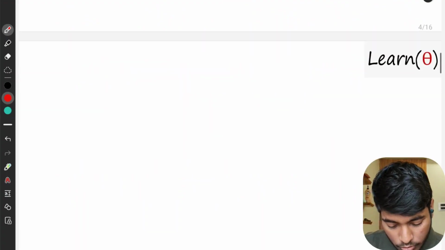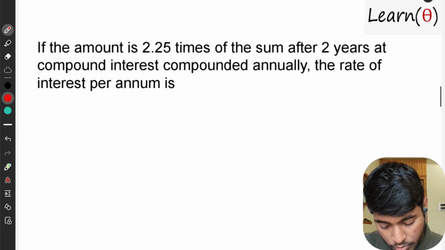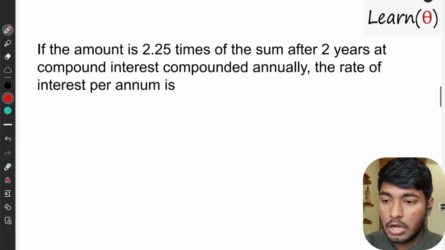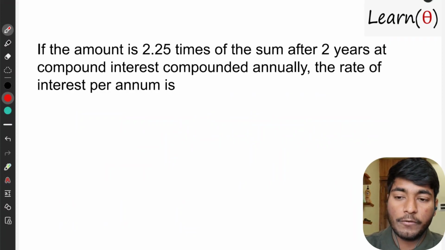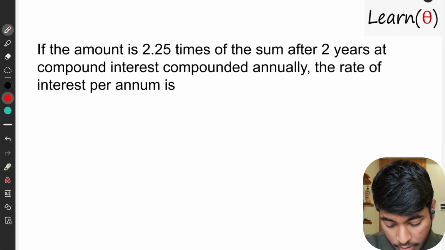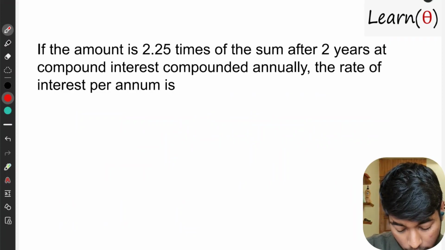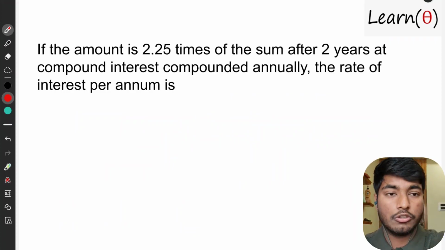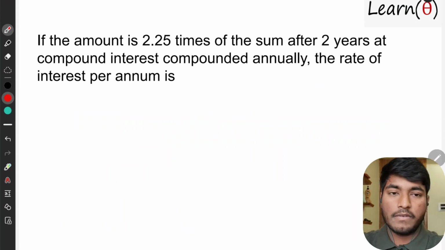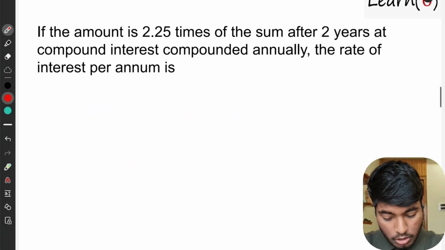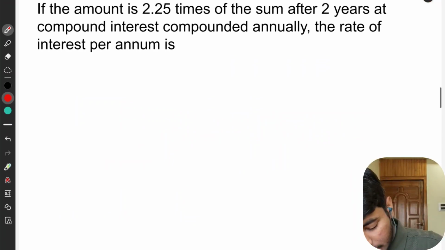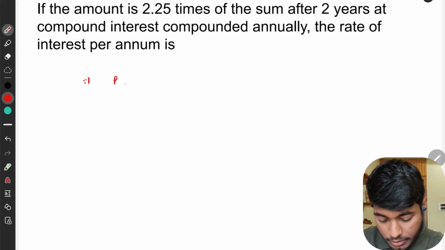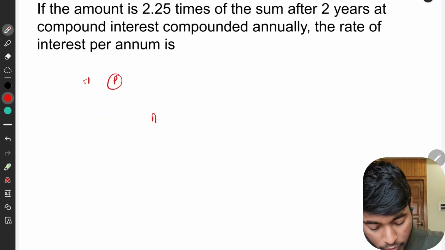Perfect. So let's begin with some questions. The question says that if the amount is 2.25 times of the sum after 2 years, compounded annually, then the rate of interest per annum will be how much? So how to calculate this question? Well, it's easy. It is said that the amount is 2.25 times of the sum. Let us say that the principal that I need to take here is equal to P. Therefore, amount is how much?